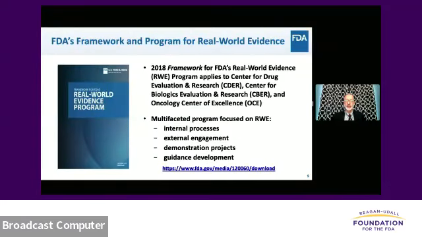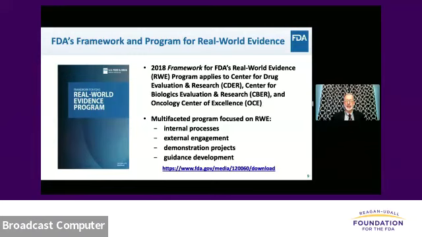Just in terms of putting it into a big picture context of our 2018 framework that I mentioned, which is about FDA's real world evidence program. It should be clear that this applies to the Center for Drug Evaluation and Research, the Center for Biologics Evaluation and Research, and the Oncology Center of Excellence. The Center for Devices and Radiologic Health and other centers, for that matter, have their own regulations and their own robust real-world evidence program, but we're here today to talk about drugs and biologics.